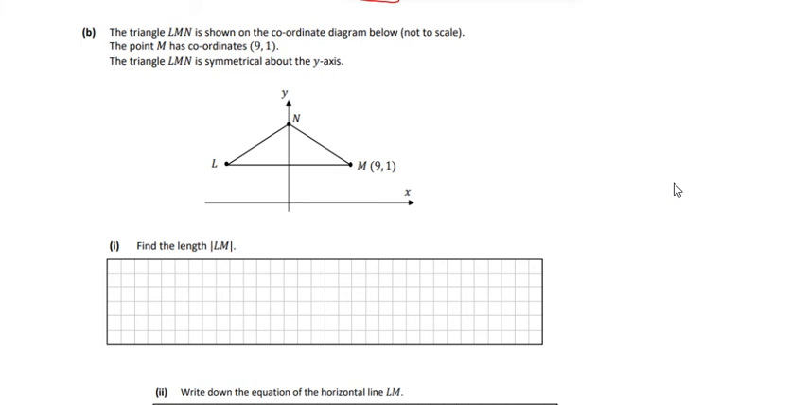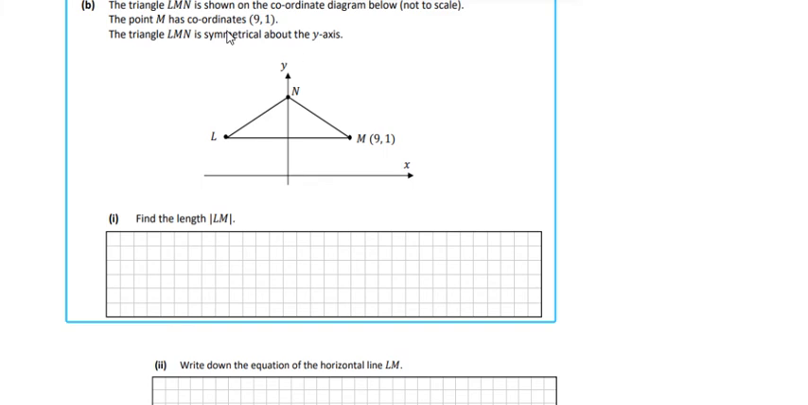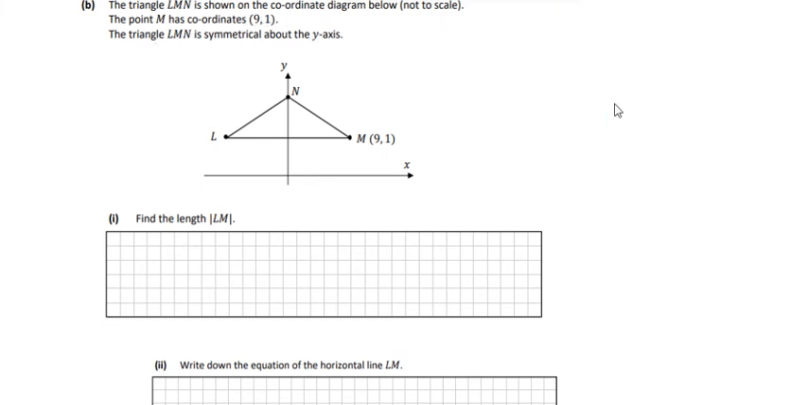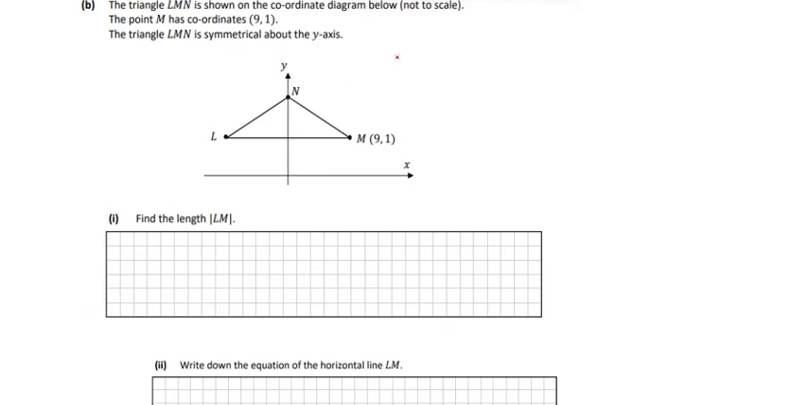Then part B, it gives us this triangle and it gives us 1.91. Find the length of LM. So the triangle is shown on the coordinate diagram below, not to scale. The point M has the coordinates 9, 1. The triangle LMN is symmetrical about the y-axis. So that's important then, the symmetrical part.